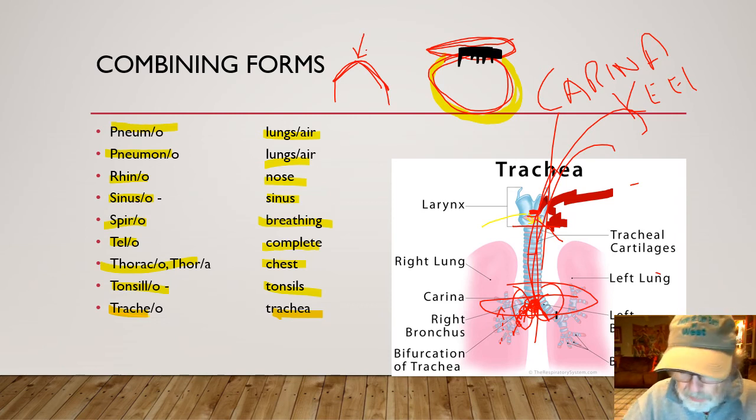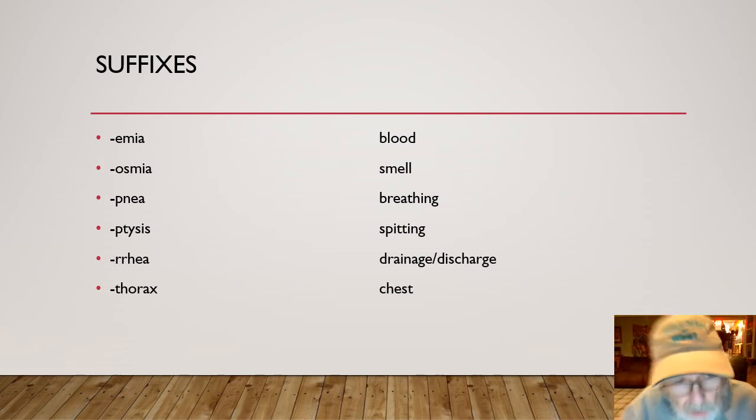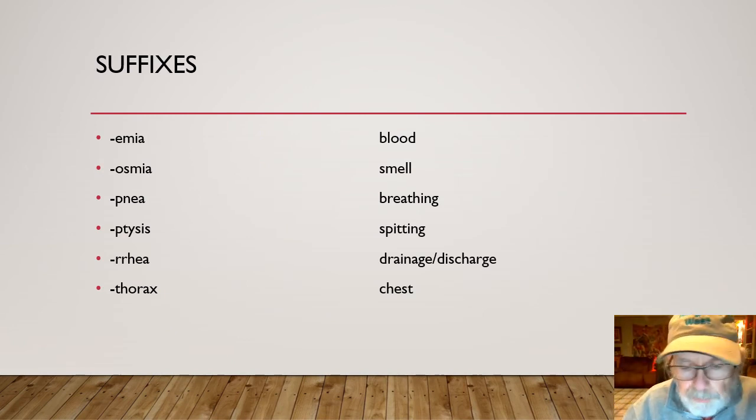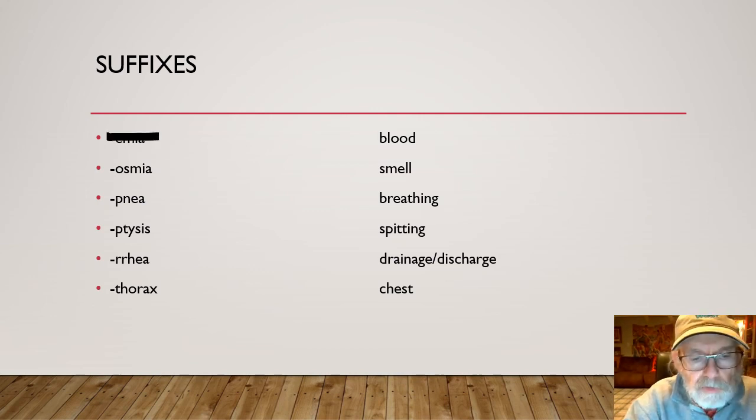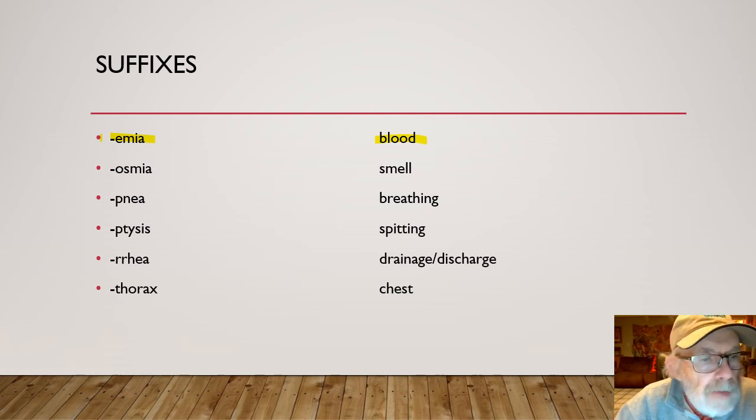Okay, but we have a couple of suffixes that we should talk about here. Okay, emia. This is one that we had before. Okay, this is a piece of cake. Emia means blood. Okay, hypoxemia. Hypo, low, oxygen, emia. When people have low blood oxygen, it's called hypoxemia.